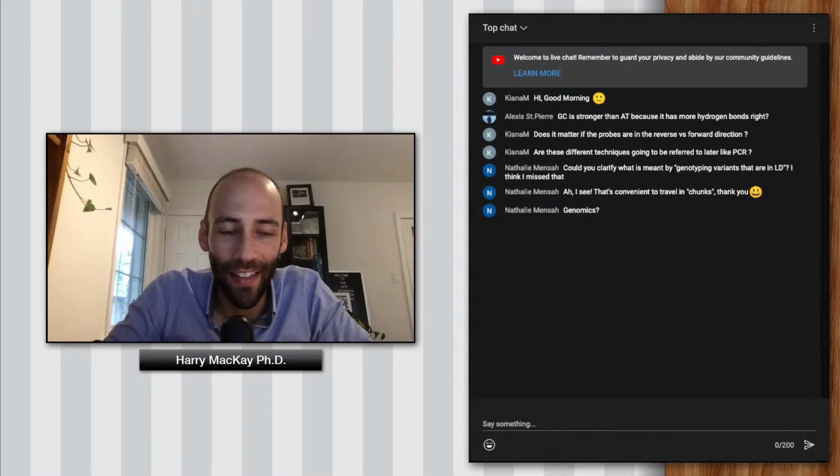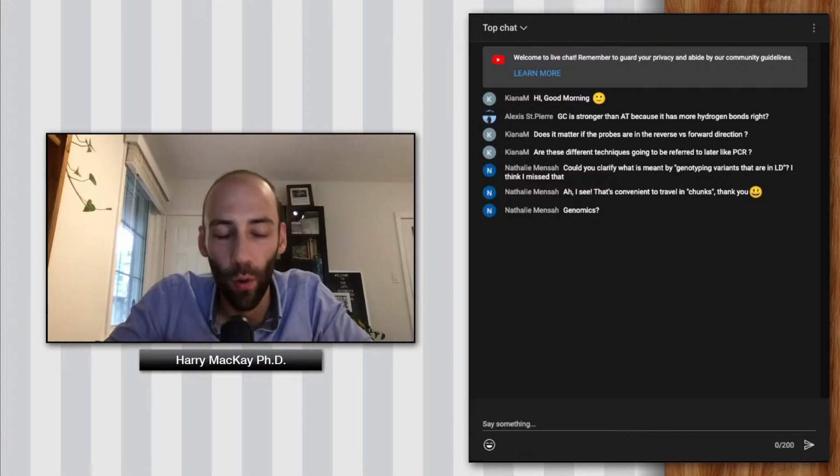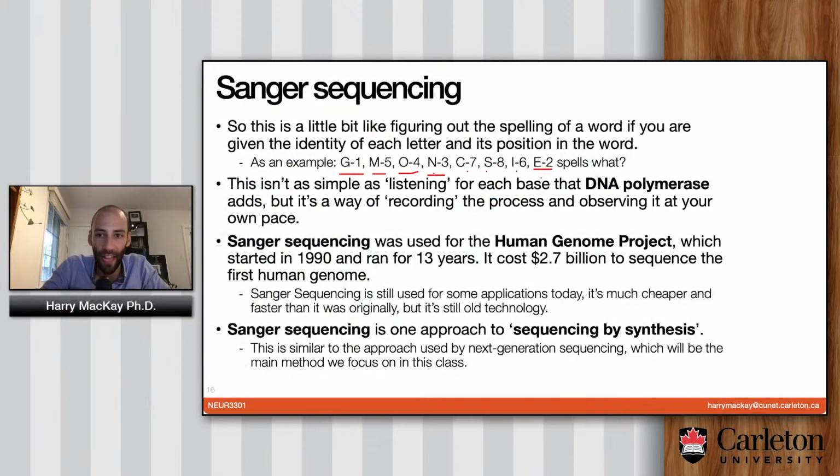So that's the idea of it, right? You're taking these letters, and you know what order they're in and what the letter is. You can put that together and figure out what the sequence is supposed to be. So it's not like listening to the polymerase, but it's a way of recording it as it's happening, and then you can observe it later on after it's already played out.